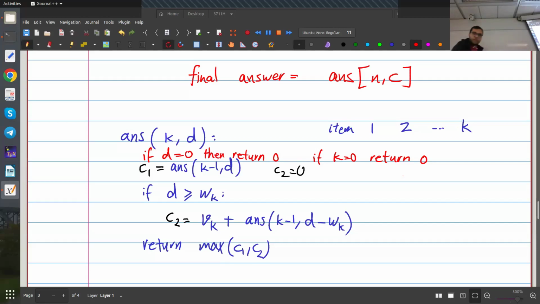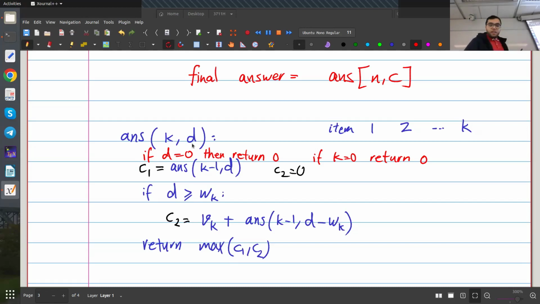Memoize means that for every K and D, when I find the answer, before returning the answer, I just write it down in a memo. And the next time that I'm asked for the answer on this K and D, I don't calculate it again. I just read it from the memo, okay?